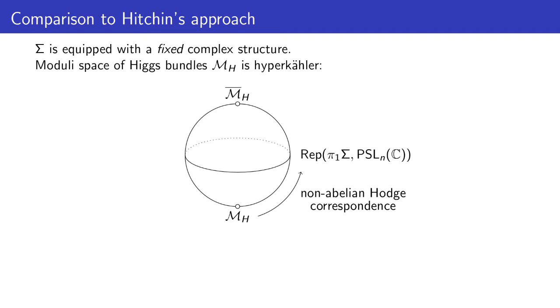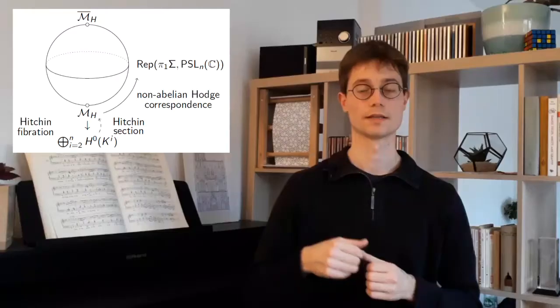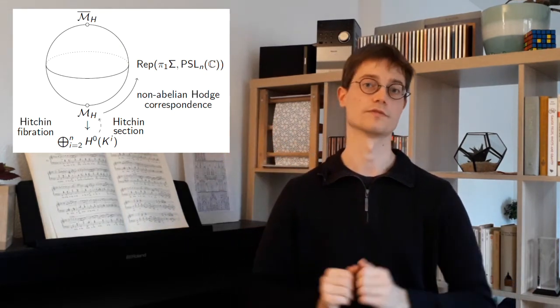And then Hitchin considers a map from the moduli space of Higgs bundles to the space of holomorphic differentials. So this is actually a space we have already seen as the cotangent bundle to our moduli space. And he constructs a section of this map, and he shows that through the non-abelian Hodge correspondence, the image of the section is a flat connection which has real monodromy in PSLn of R. This is the way he parametrizes the Hitchin component by holomorphic differentials.